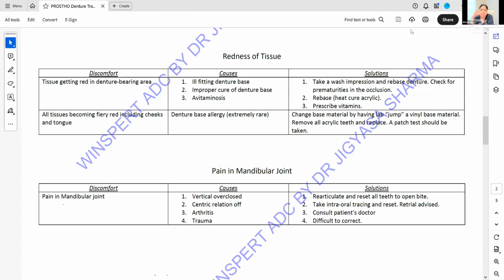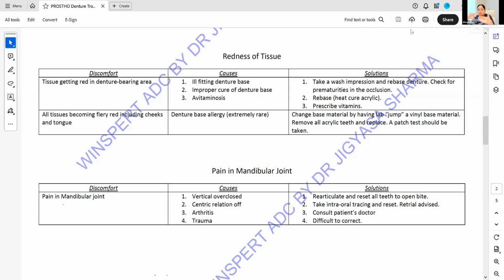Another problem with denture wearing patients can be pain in their joint, right? So, pain in the TMJ. Pain in the TMJ can be because of vertical overclosure, right? Which is too little vertical. It can also be because of trauma, arthritis, and again, even centric when it's off can put the load on the condyles, and can also present as mandibular pain.